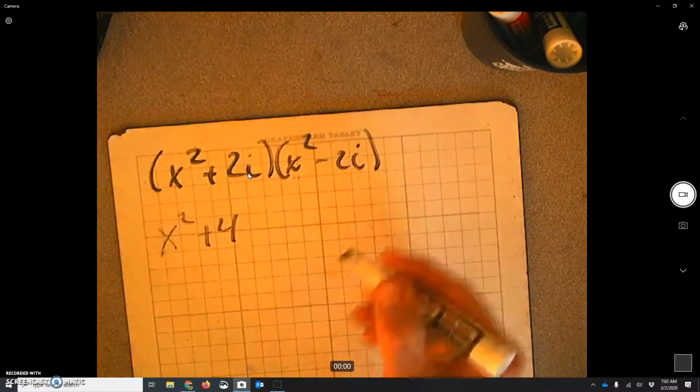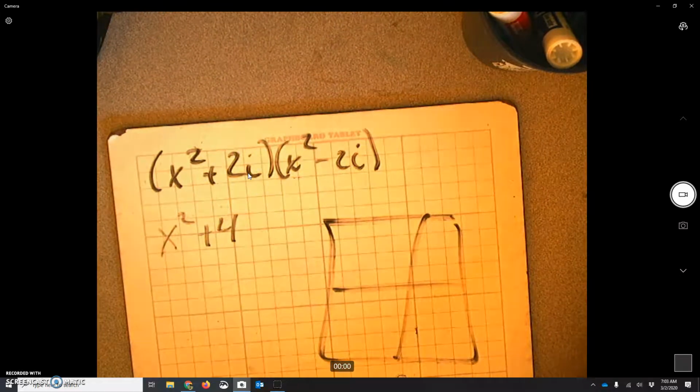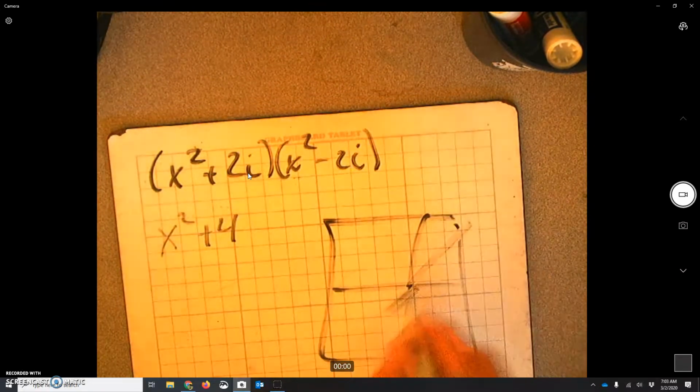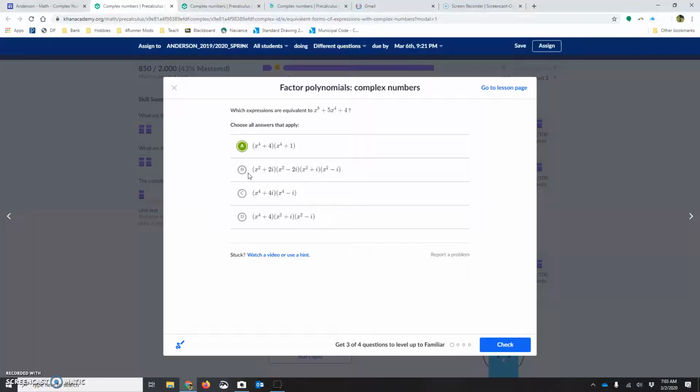Okay, if you're not really sure what I'm talking about, if you don't remember, and you can't do it in your head, do the box method. All right, put x squared plus 2i up here, x squared minus 2i down here. You'll see these terms will cancel out. Now for the second part of that one that I did not write down, it was x squared plus i, x squared minus i.